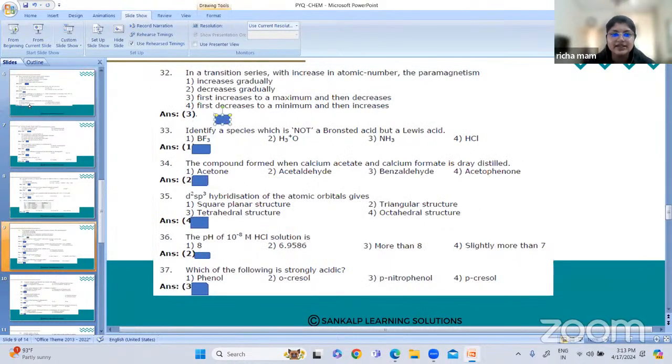Third one. So first it increases to maximum and then it decreases. Fine. So first, as the atomic number increases, the electrons are filled in the d orbitals, till they are half filled. So it increases.